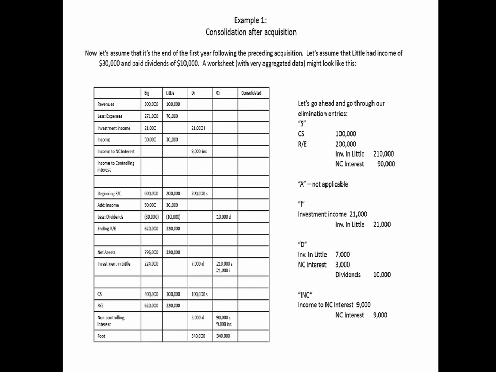So if we add up all the debits in the debit column, we have 21,000 plus 9,000 plus 200,000 plus 7,000 plus 100,000 plus 3,000 equals $340,000. In the credit column, 10,000 plus 210,000 plus 21,000 plus 90,000 plus 9,000, $340,000. So the total debits equal the total credits. That's reassuring. It's not a guarantee that we did it right.